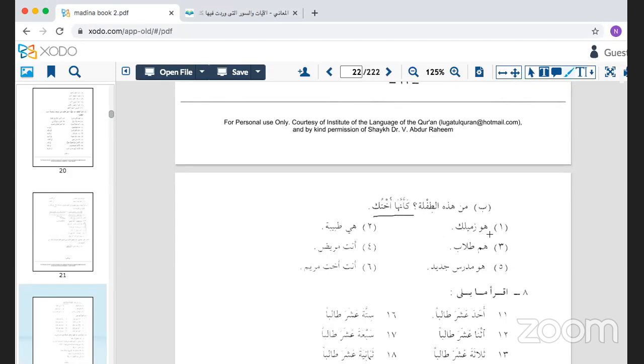So what would be for number one? Ka'annahu zamiluka. Ka'annaha. Okay, if you can think about these, they are very similar to the first ones we did with inna and the dhamair.